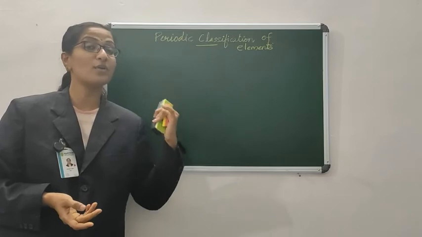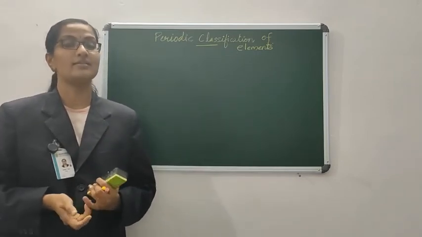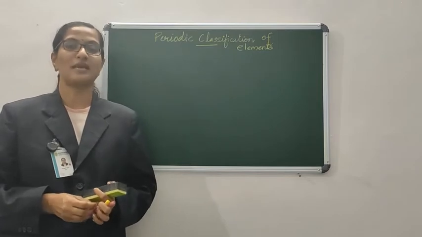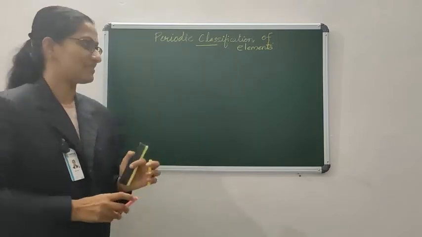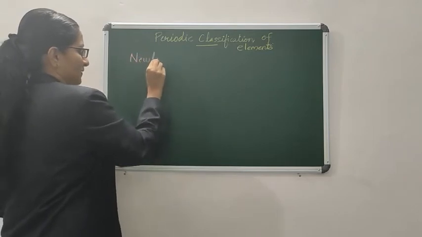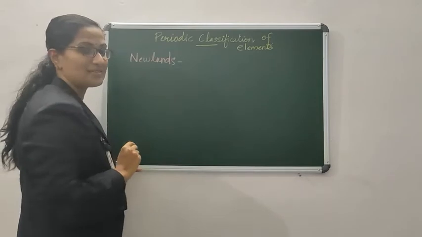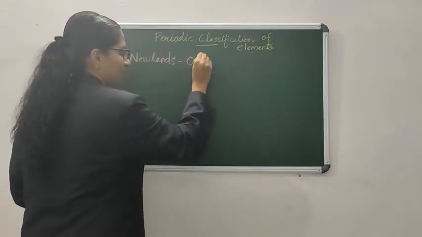In order to overcome Doberainer's limitations, there is a new scientist whose name is Newlands. So, the classification is known as Newlands Octaves.